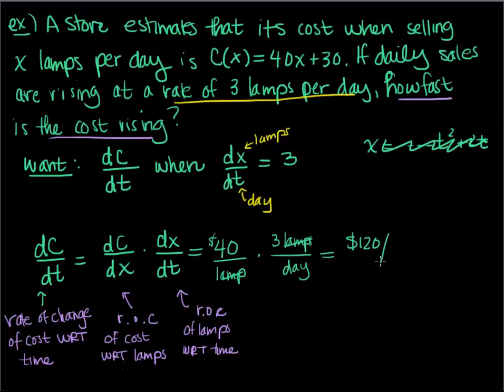And what is my final answer? What is the rate of change of my cost, or how fast is the cost rising? It's rising at $120 per day if I'm increasing my sales by 3 lamps per day. And then you, of course, would write that in a sentence. All right, go work on the homework and let me know if you have any questions.